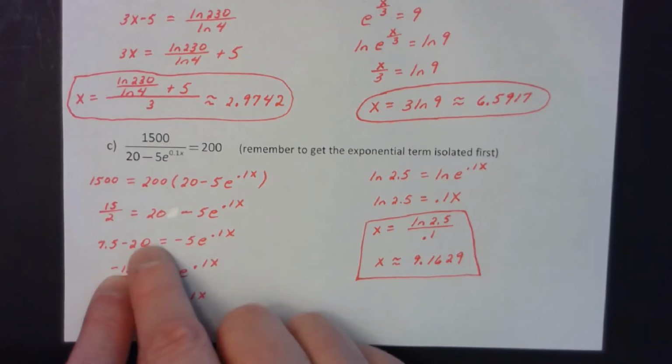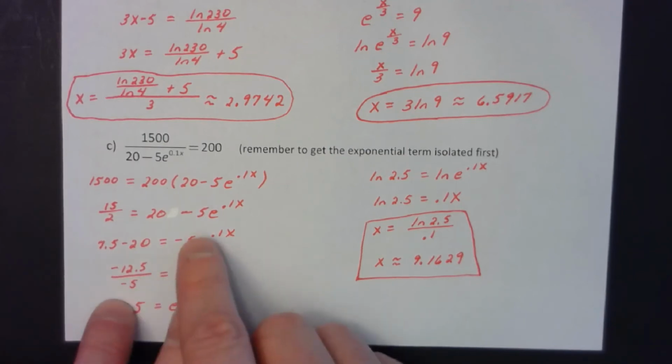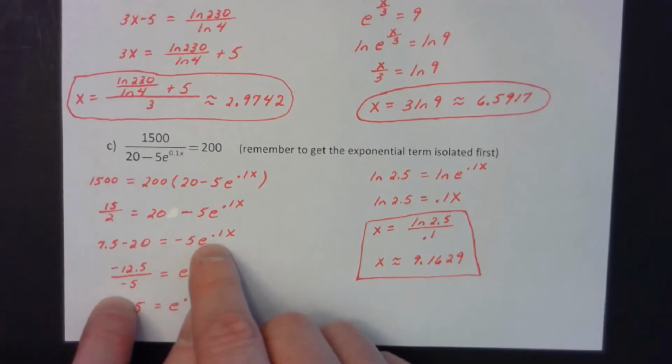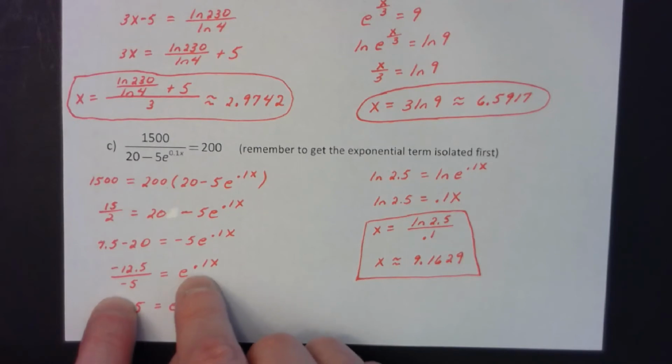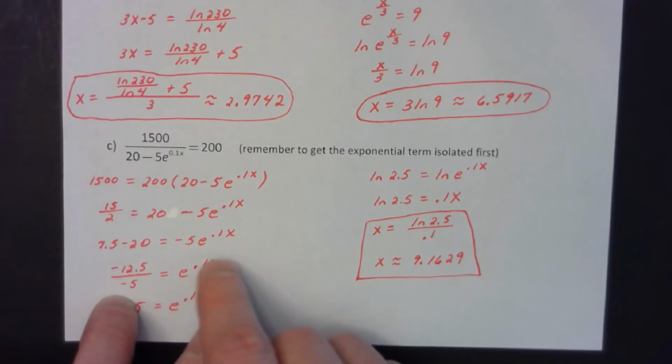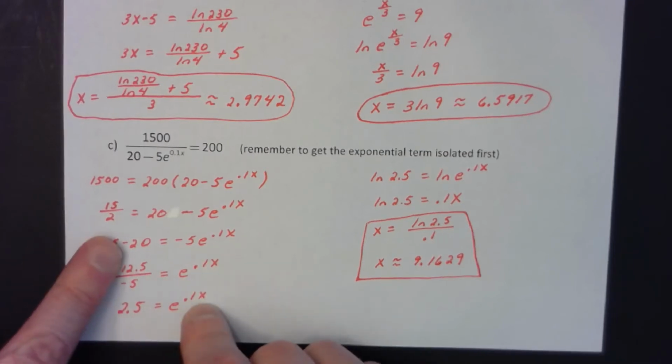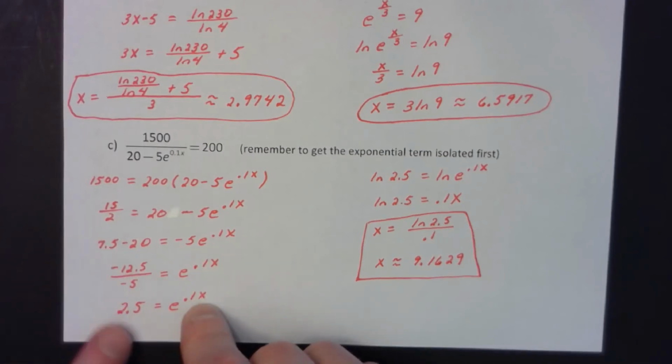I divide that by negative 5, and again, you think, why did you divide by negative 5? Because that was negative 5 times the exponential function. The opposite of multiplication is division, so I needed to divide by negative 5 on both sides to get that exponential function all by itself. So now I know e to the 0.1x power is equal to negative 12.5 divided by negative 5. It's just a positive 2.5.